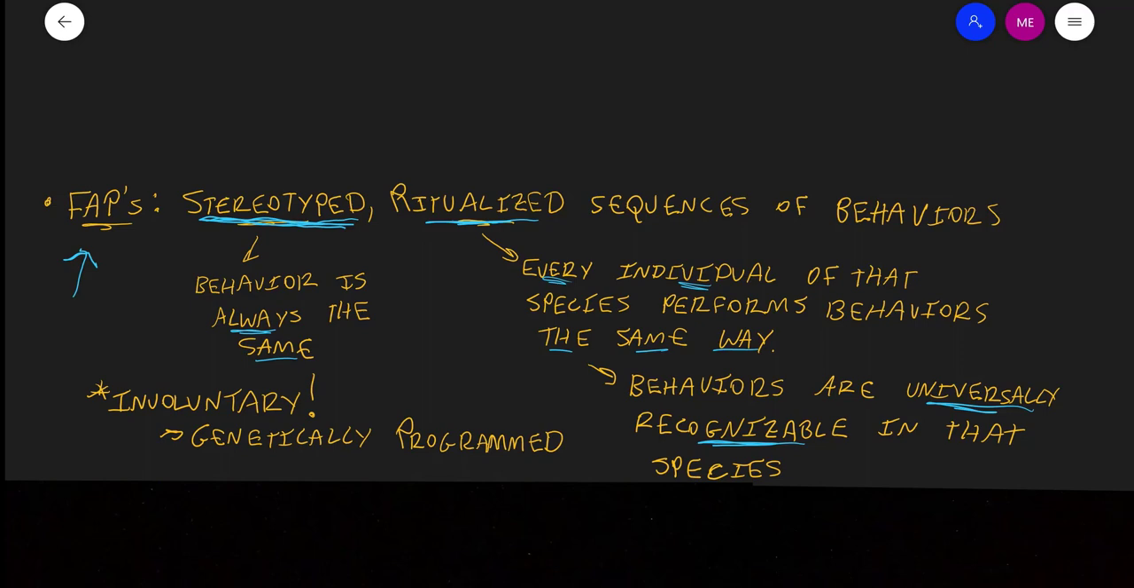Now, these behaviors also have a couple other features that are important. They are involuntary, meaning animals don't actually choose when to engage in a fixed action pattern. These behaviors are genetically programmed. They're born knowing how to do them, and these behaviors have a trigger. Something that's seen in the environment, some stimulus that triggers the fixed action pattern in the animal, and once it's begun, they can't stop it. All right, so let's build on this knowledge a little bit more.